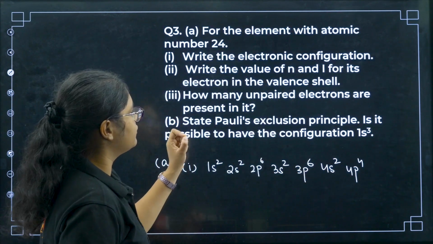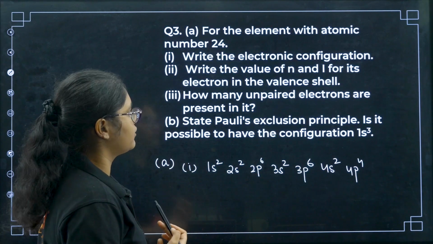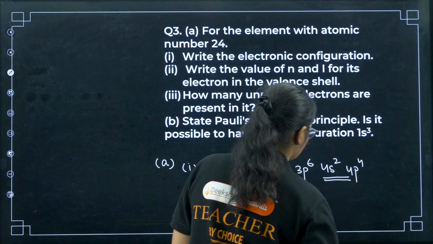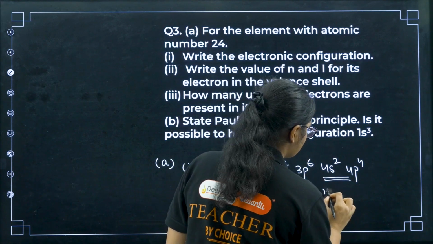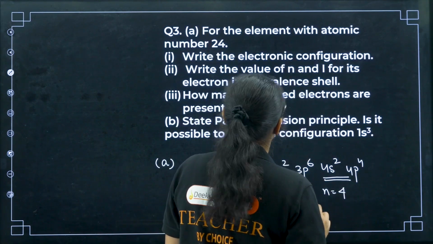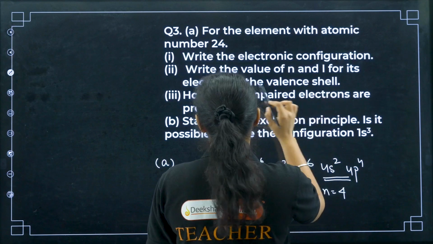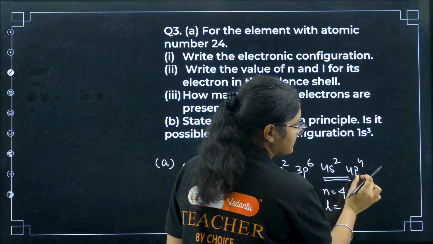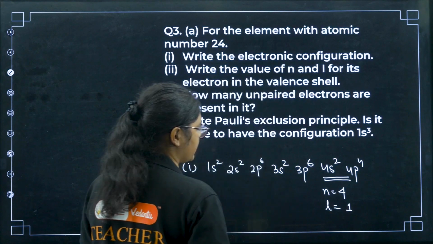Next, what is the value of n and l for its electron in the valence shell? So you know n value is 4. So what is the l value? The last electron is in the p orbital, l value is 1 for that, right?